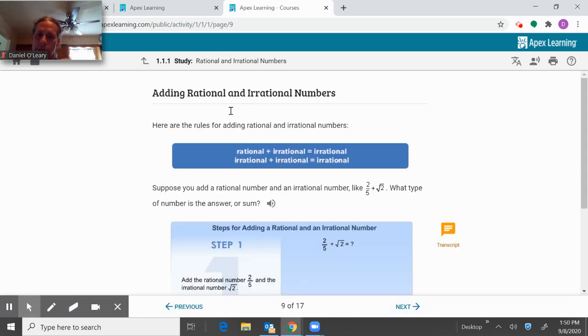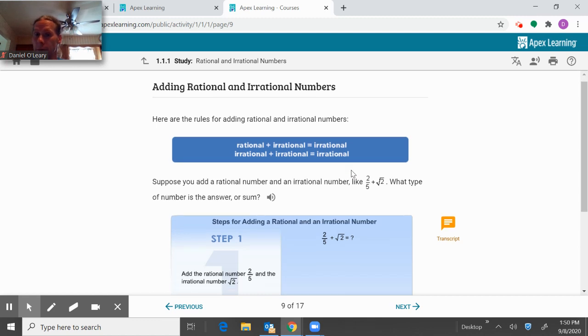Okay, adding rational and irrational numbers. Here are the rules for adding rational and irrational numbers. If you add an irrational and an irrational number, your answer will be irrational. Making it short, if you're adding anything and an irrational number, your answer is always going to be irrational. In other words, it'll be one of those things that gives you that decimal that continues forever and ever and ever with no repeating pattern.